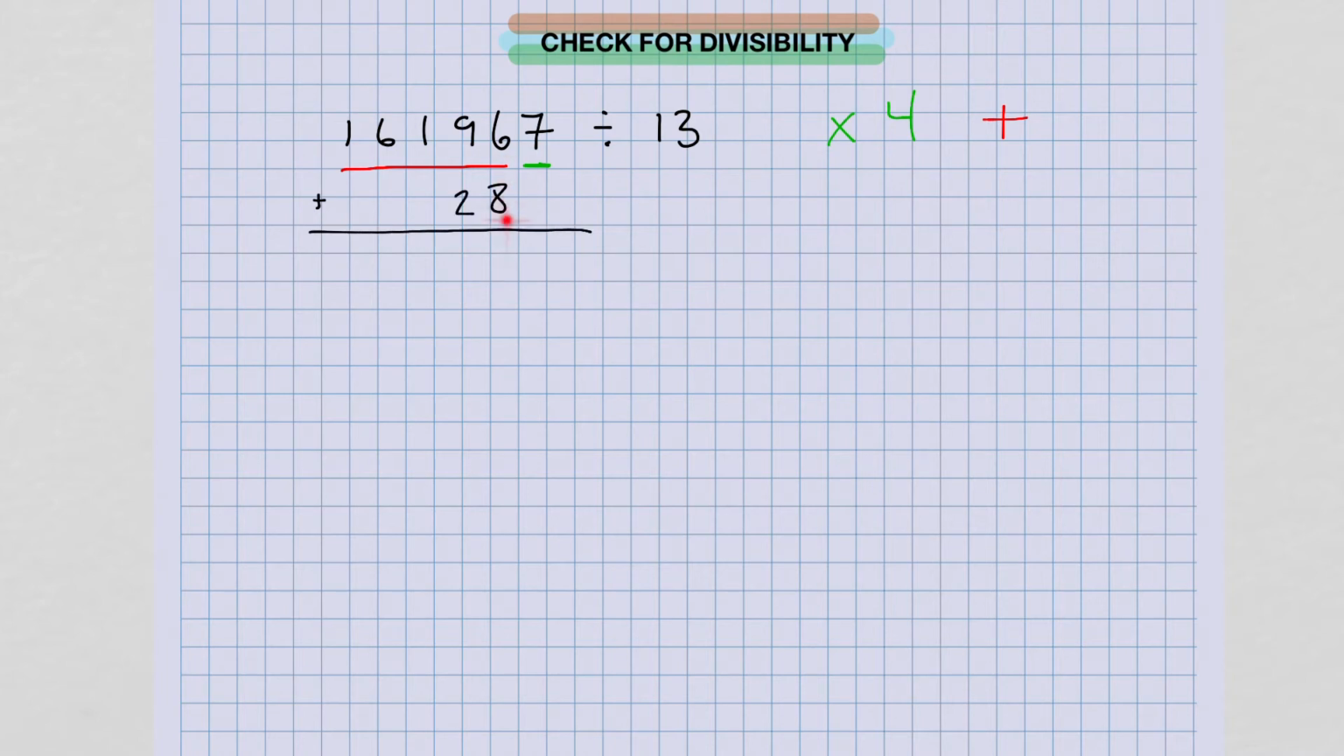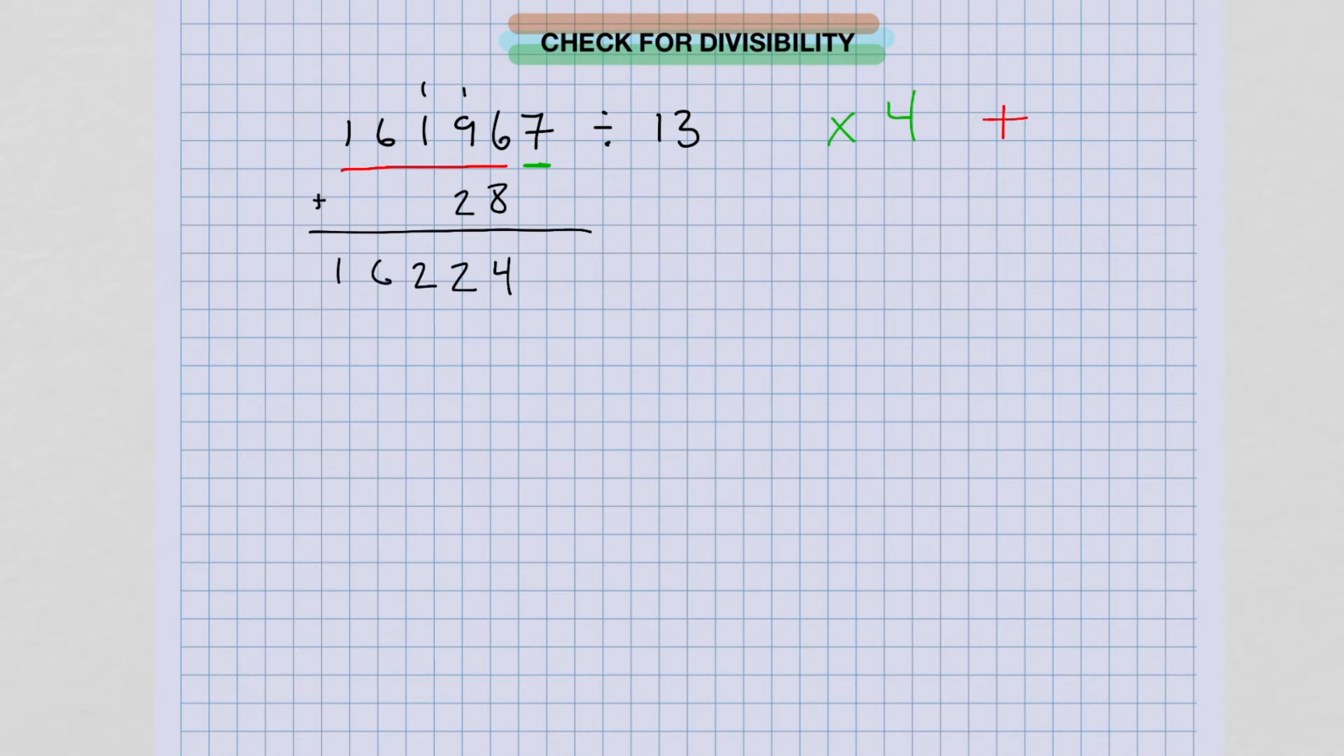Right here, lining it up. Take the last digit, multiply it by 4, and add it to the remaining digits. This is the remaining digits. So the 8 from 28 goes underneath the 6. We're going to add these together. 6 and 8 give us 14, so 4 carry 1. 1, 9, and 2, that's 12. 2 carry a 1. 1 and 1 is 2. 6 and 1. Now we're going to repeat the same process.